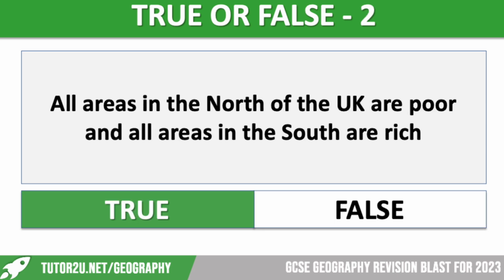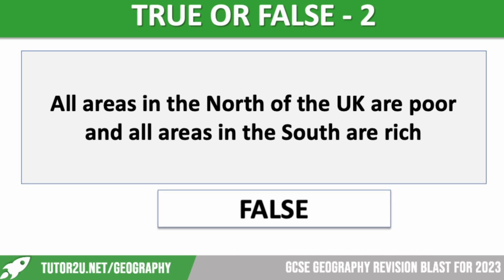Number 2. All the areas in the north of the UK are poor and all the areas in the south are rich. Is this true or false? Okay, let's have a look. It is false. Although there is a trend for the south to be wealthier and the north to be poorer, it's not right across the board. So there are some quite wealthy parts of the north of the UK, and there are also some quite deprived communities down in the south.